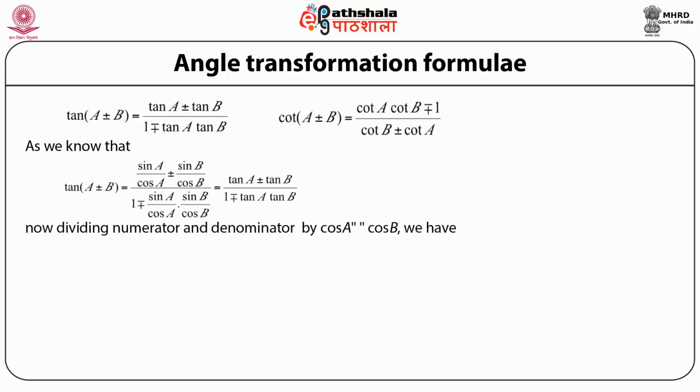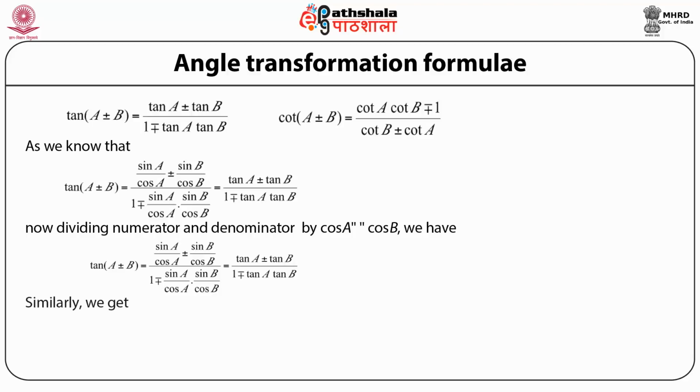Now what we can do is, after writing it, divide the numerator and denominator by cos A cos B. Then what we are left with is tan of A plus or minus B equal to sin A by cos A plus or minus sin B by cos B, divided by 1 minus or plus sin A by cos A times sin B by cos B. You know tan A is always sin by cos, so we can replace it. Then you will get tan A plus or minus tan B divided by 1 minus or plus tan A tan B.